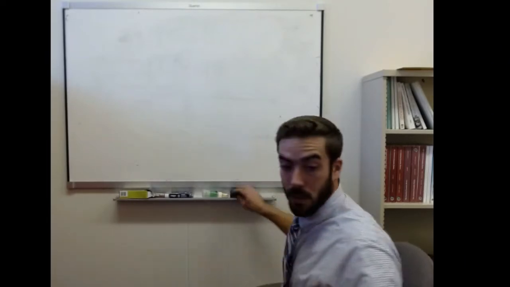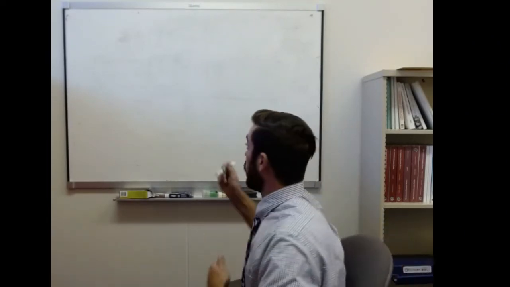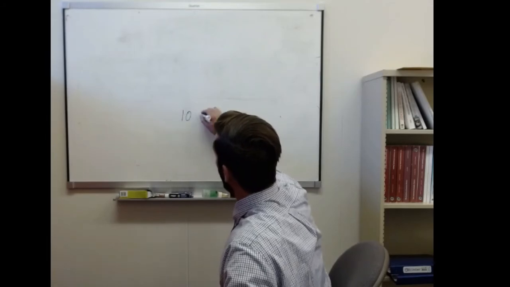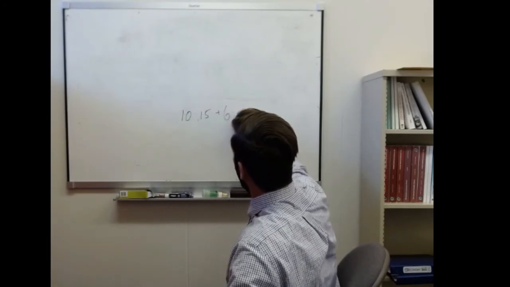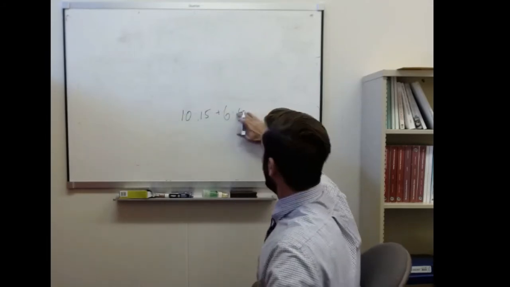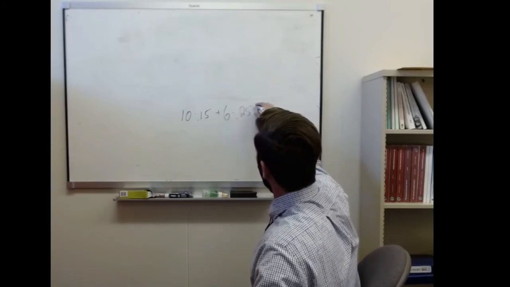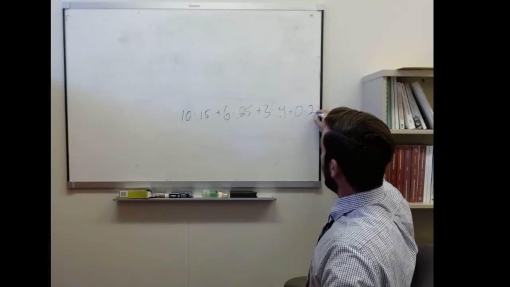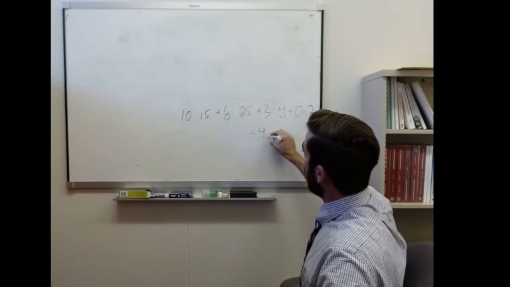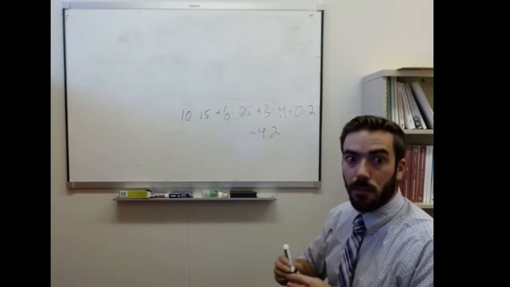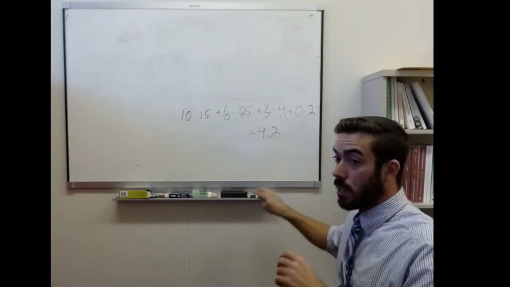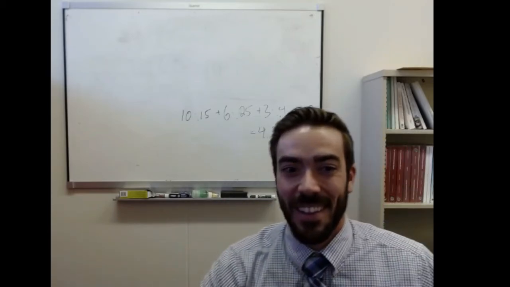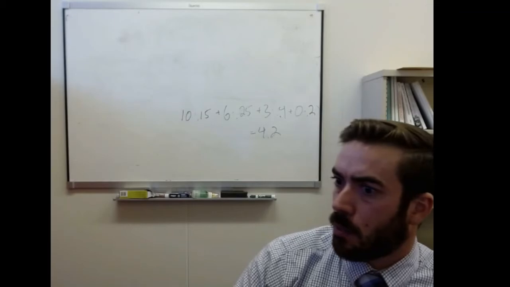Let's see if I can remember these values without looking at it. So I've got 10 times 0.15 plus 6 times, was it 0.25, plus 3 times 0.4 plus 0 times 0.2. I believe if I enter that into my calculator, I get exactly 4.2 million, right? And so that's kind of the process for finding the answer.